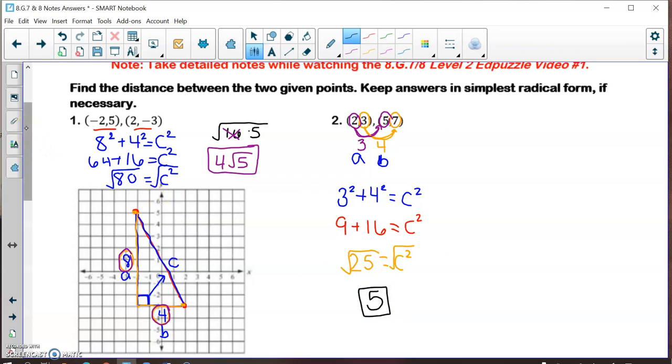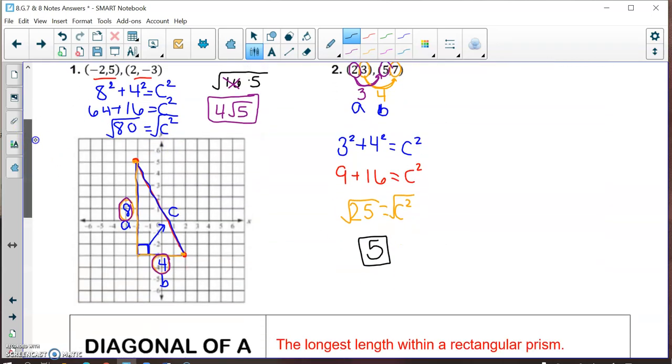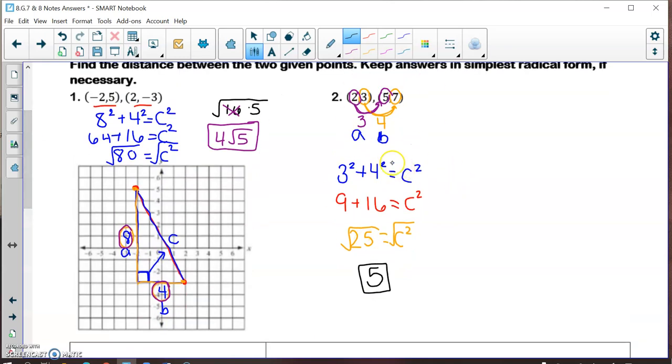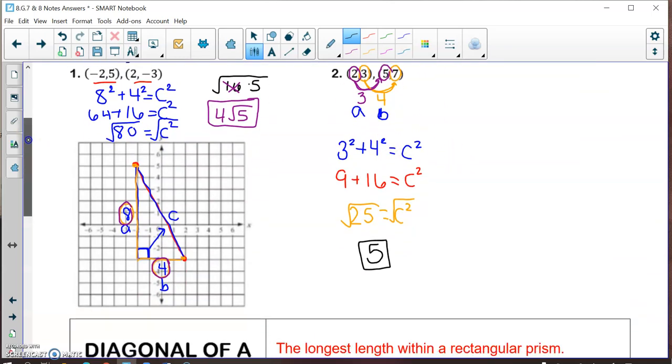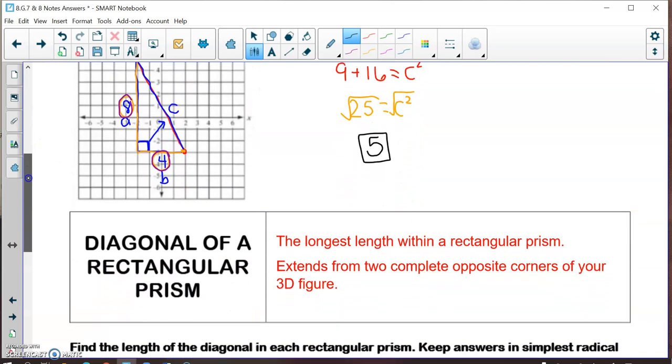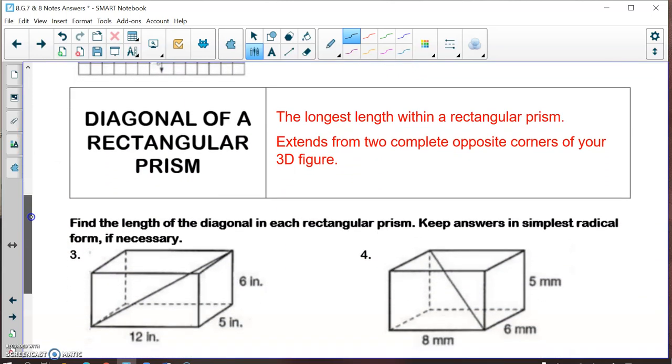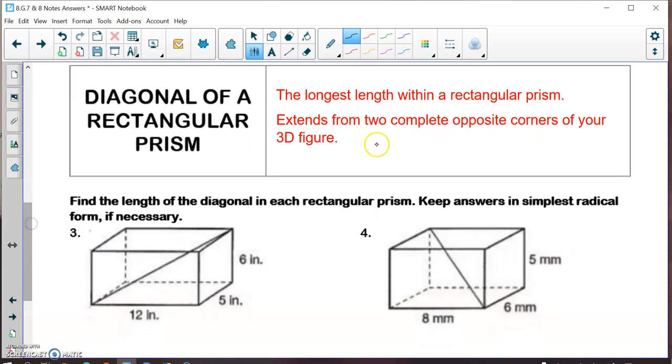All right, so that's finding the distance between 2 points on a graph, and then 2 points if we don't have a graph, how to do it. Now we're going to look at finding the diagonal of a rectangular prism. The diagonal of a rectangular prism is the longest length within your rectangular prism. The diagonal of a rectangular prism extends from 2 complete opposite corners of your figure.